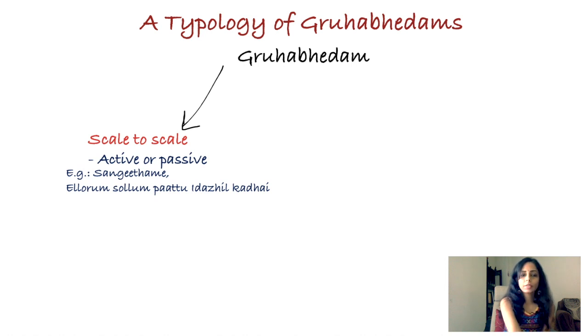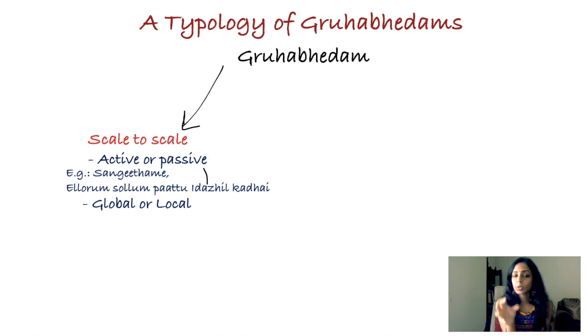active versus passive. Another distinction that I like to draw is between a global Gruhabhedam and a local Gruhabhedam. What I mean is there are cases where the entire range of a raga is utilized in implementing the Gruhabhedam.